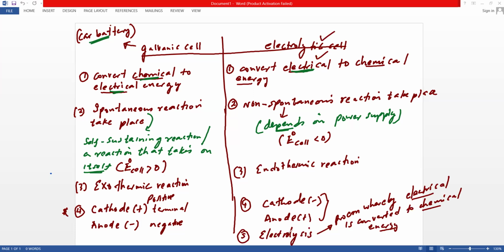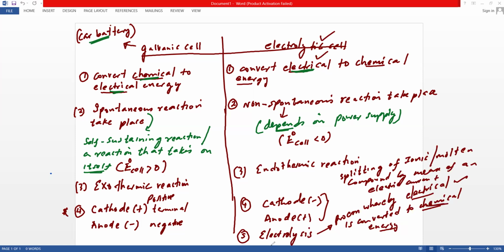In other books, they say electrolysis is the splitting of an ionic or molten compound by means of an electric current. So the process whereby electric current is converted to chemical energy is called electrolysis. It means it does not take place in a galvanic cell.